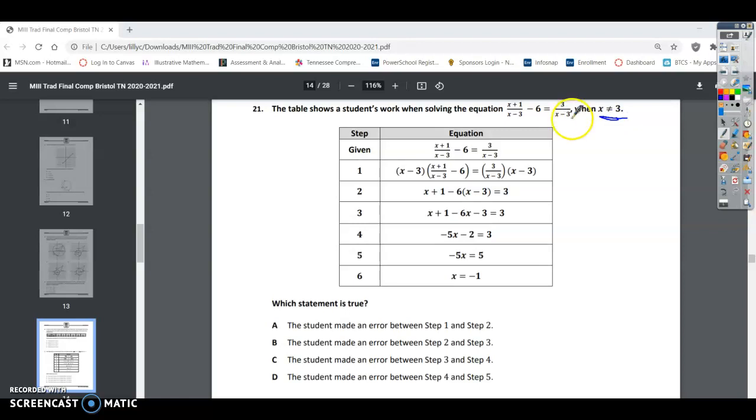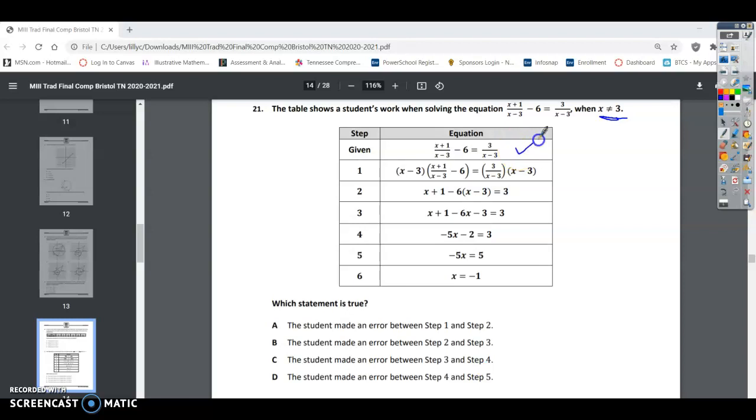If x equals 3, 3 minus 3 is 0, divide by 0 is undefined. So this is just saying that this is a defined equation. All right, so let's look and see what it says. Which statement is true? The students made an error between. All right, so we're looking for the error.